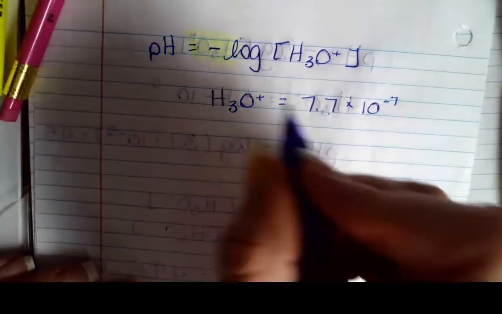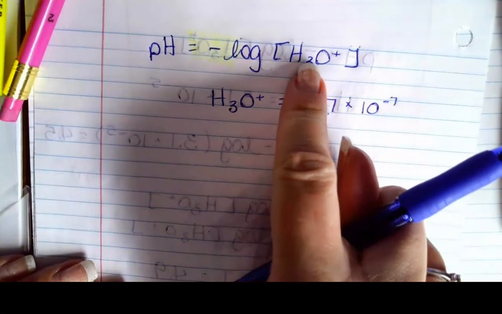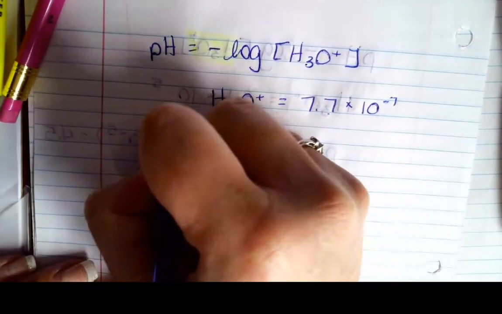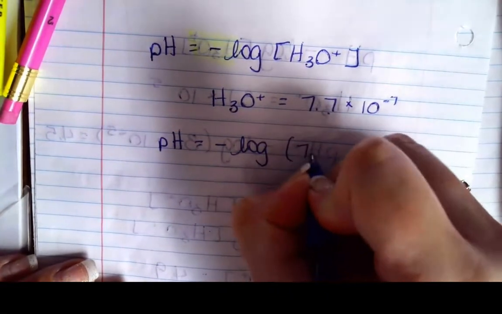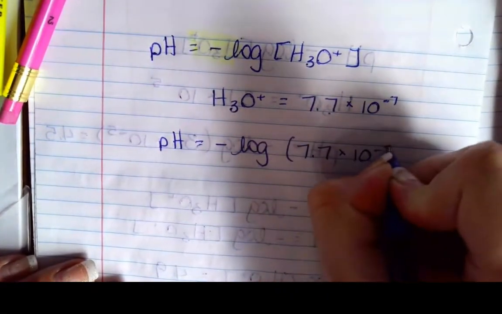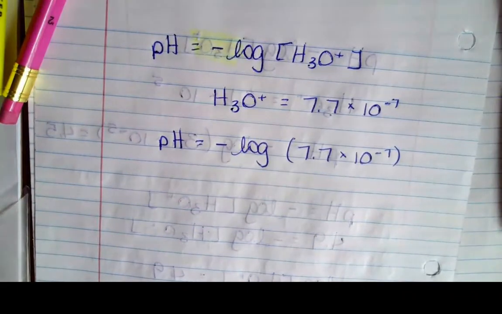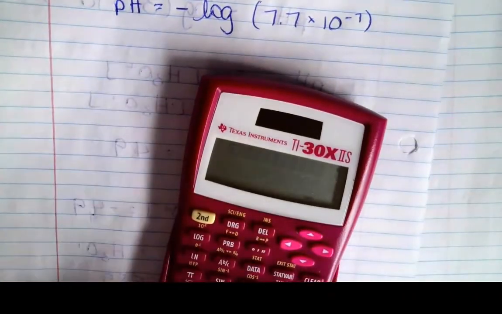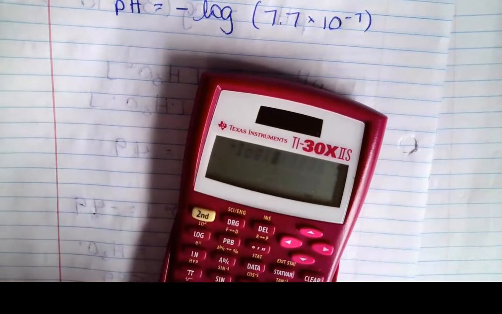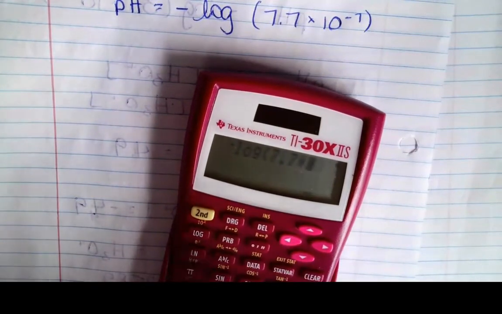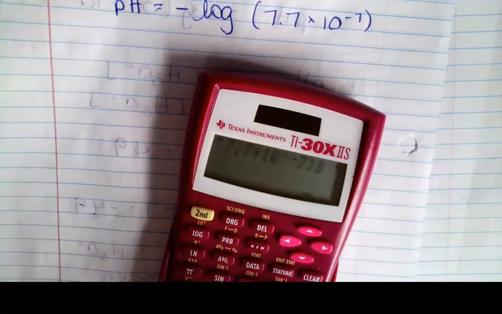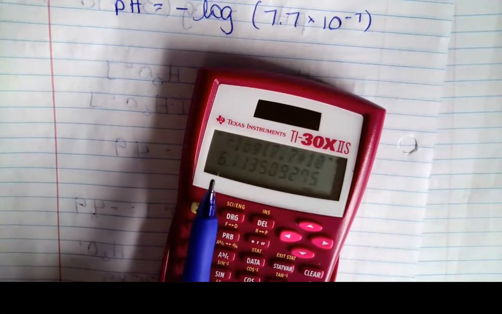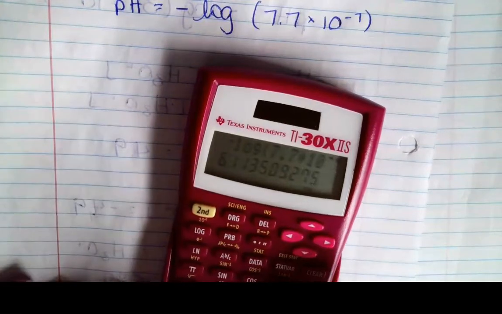I don't know. So we're going to slap this in for this right here. My pH is going to be a negative common log of 7.7 times 10 to the negative 7. And then again, do you see any variables? No, you do not. So negative log 7.7 times 10 raised to the negative 7 power. Make sure you're using negatives and not subtraction. And I get 6.1135.